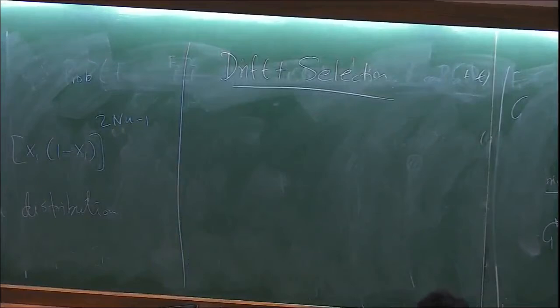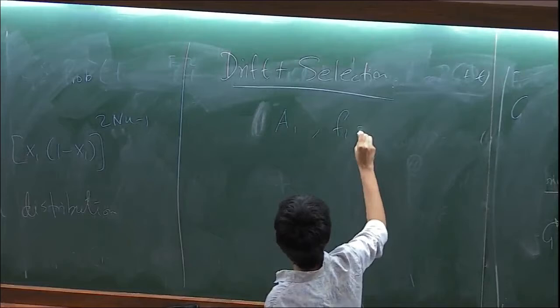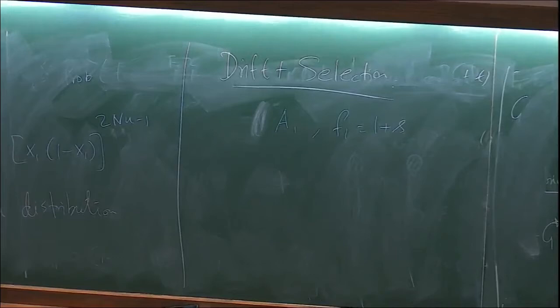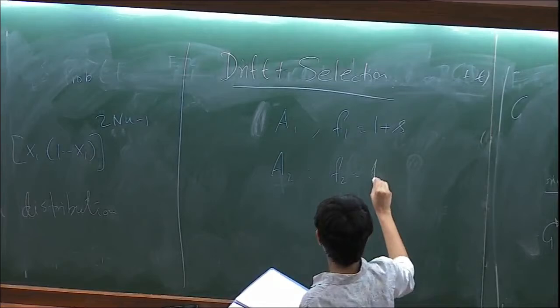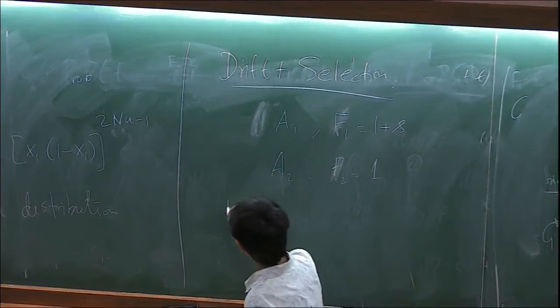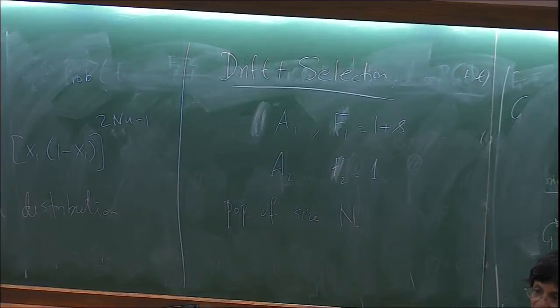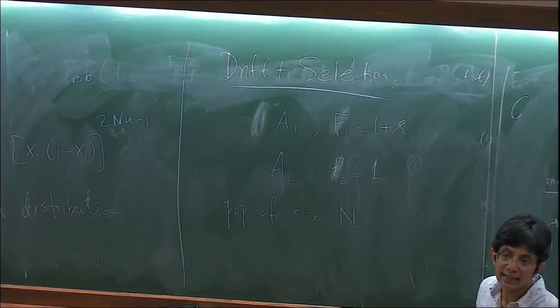So the question here is the following. I have this A1, which has a fitness F1 equals 1 plus s. s could be positive, negative, or even zero. And the fitness of this A2 allele is 1. No mutations. Again, I have a finite population of size N. So I'm just doing this usual Wright-Fisher process, as I introduced earlier. And this time A1, if s is positive, is more likely to be chosen than A2. And I just run this program.